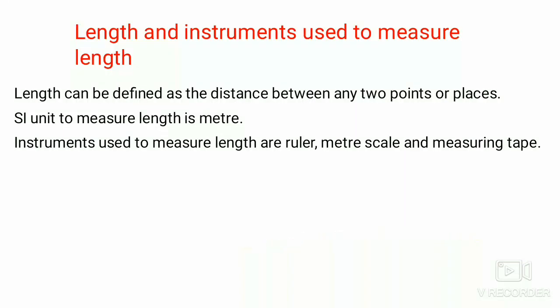Now let us talk about the physical quantity length and various instruments to measure the length. Length can be defined as the distance between any two points or places. When you measure width, height, depth, thickness, radius or circumference of any object, you measure length. We know that the SI unit of length is meter and its symbol is m.